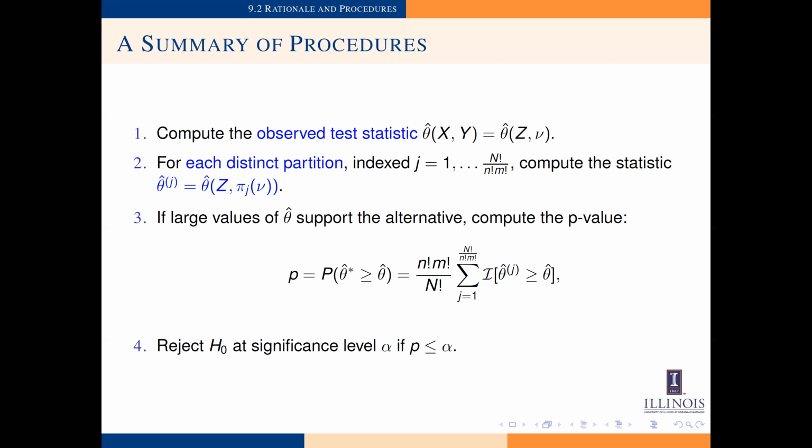And once we have the p-value, we can reject the null hypothesis at the significance level alpha if the observed p-value is less than or equal to alpha. Say if our alpha is 0.05 and our p is say 0.03, then we reject the null.